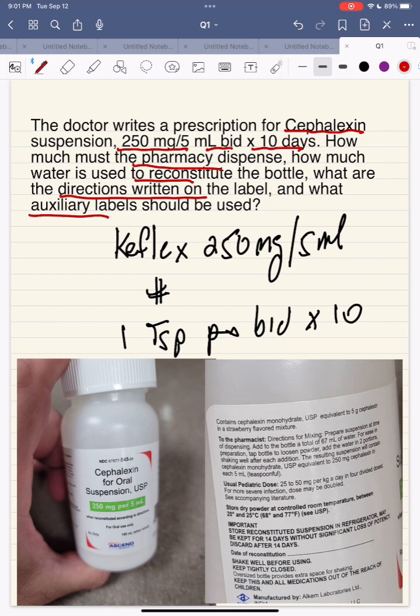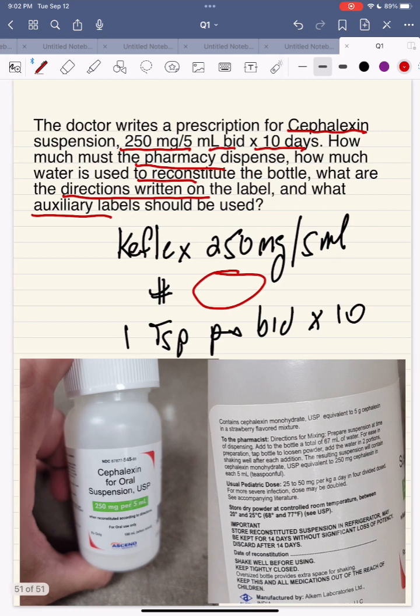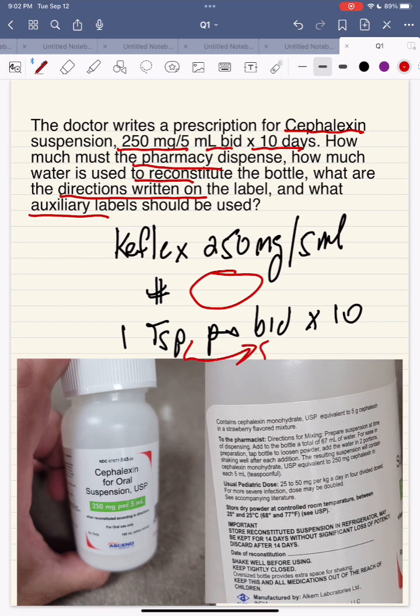Okay, so you have cephalexin, generic name. Keflex is the brand name. It's a cephalosporin antibiotic. So how much do you dispense? So we have 1 teaspoon. You have to know that 1 teaspoon is 5 ml. That you must know. You must commit that to memory.